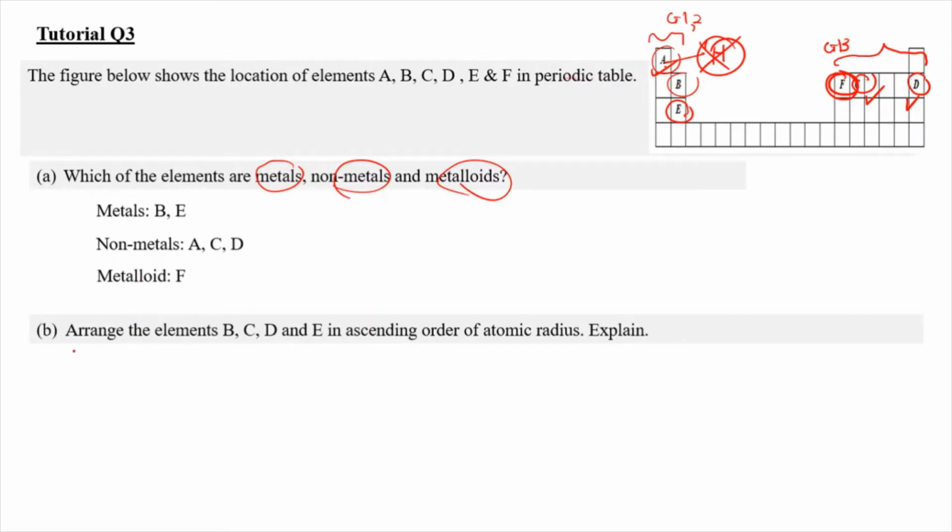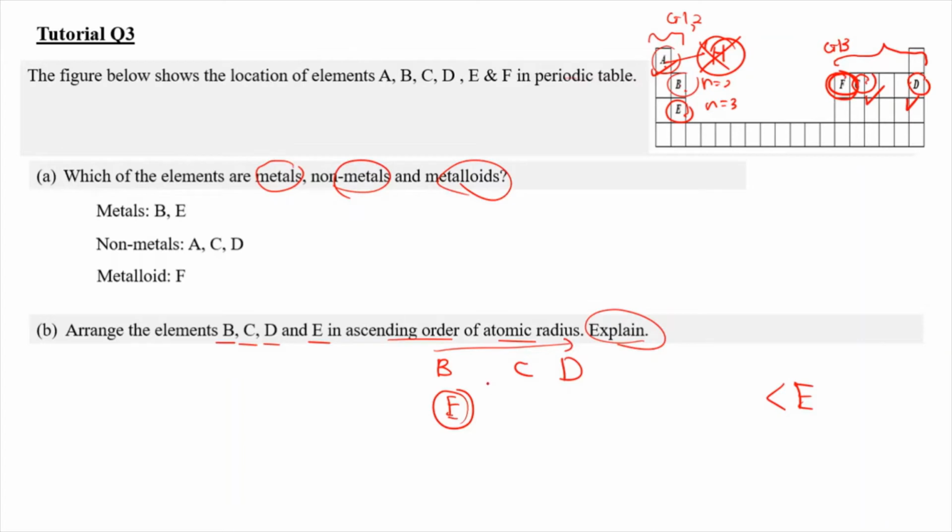And now we need to arrange the elements B, C, D, and E in the ascending order of the atomic radius. And then we need to explain. So only for elements B, C, D, and E. From here, you know that obviously E is going to become the largest because it has the highest principal quantum number, n equal to 3, and here is n equal to 2. Okay, and B, C, and D here are located in the same period.